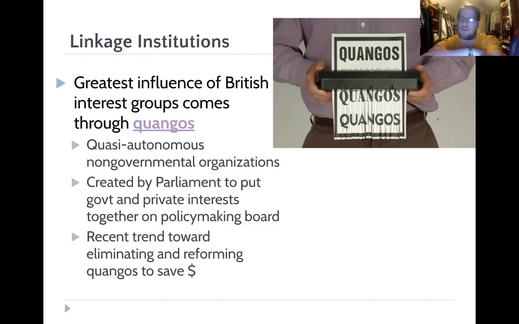Anybody can serve or participate on a quango in any capacity. There at one time were over 1,000 different quangos, and you've seen, in terms of things like Cameron's austerity measures, or a more conservative tightening of the belt on economic issues, an effort to reduce the number of quangos to eliminate some of the excess tax dollars that were sent to this.